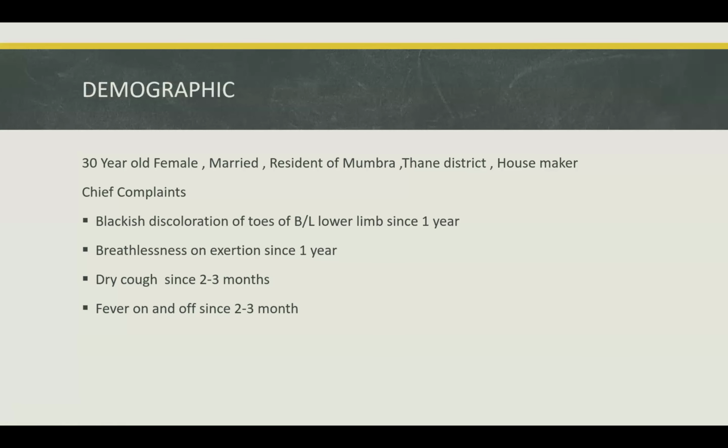A 30-year-old married female, resident of Mumra, Thane district, housemaker, presented with the chief complaint of blackish discoloration of toes of bilateral lower limbs since 1 year, breathlessness on exertion since 1 year, dry cough since 2 to 3 months, and fever on and off since 2 to 3 months.